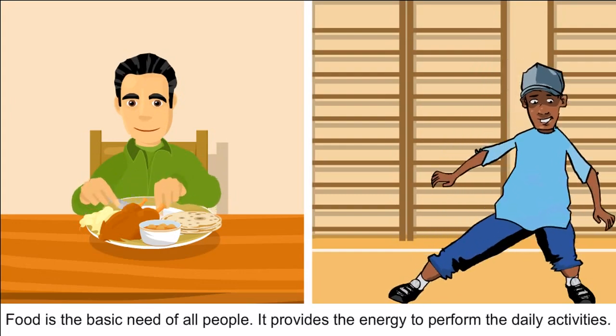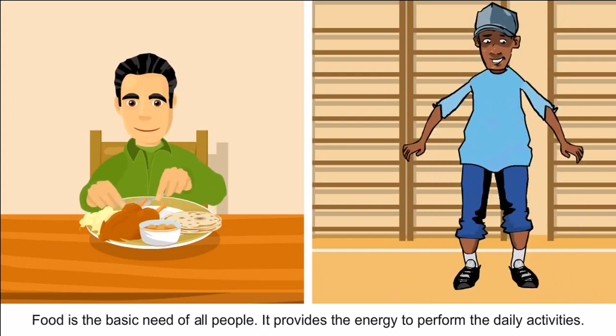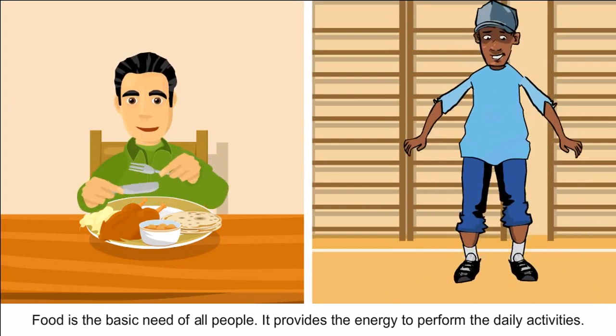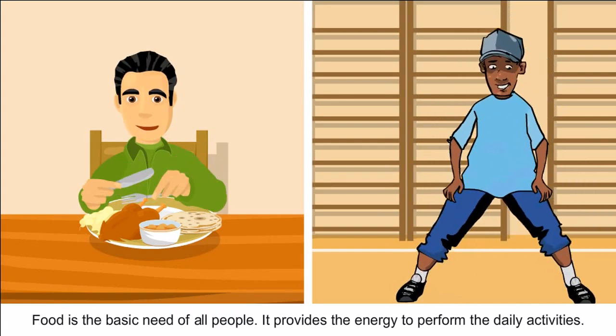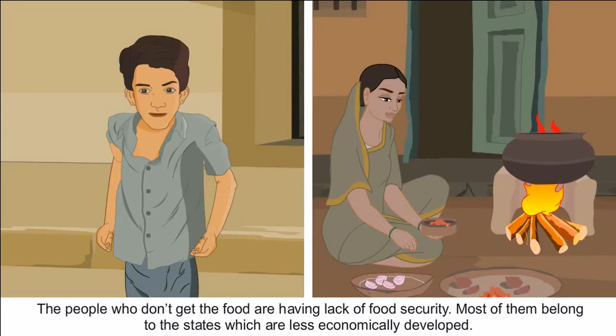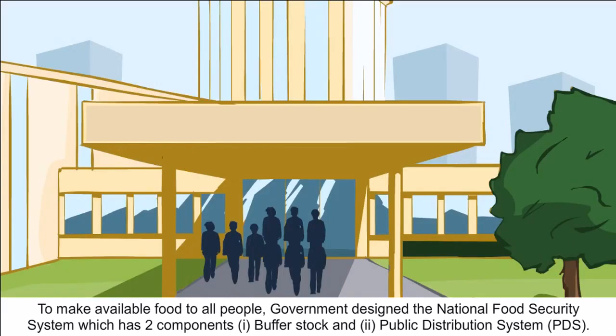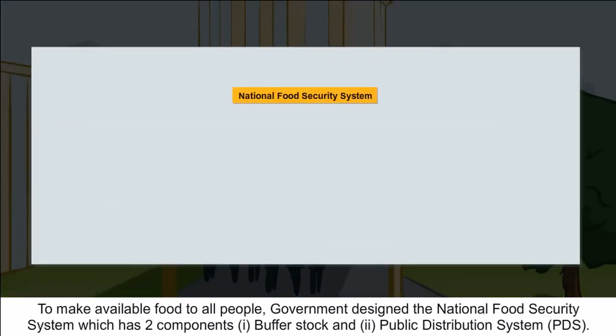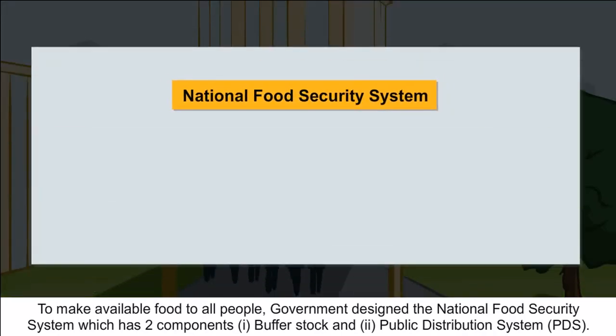Food security. Food is the basic need of all people. It provides the energy to perform the daily activities. The people who don't get the food are having lack of food security. Most of them belong to the states which are less economically developed. To make available food to all people, government designed the National Food Security System, which has two components.